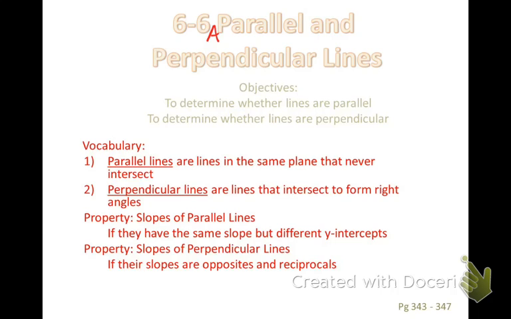So, for your information, vocabulary. Parallel lines are lines in the same plane that never intersect each other. So to find out if two linear lines are parallel, they need to have the same slope, but different y-intercepts. If you have the same y-intercepts, that makes them the same lines. So we don't want the same y-intercept. So let's try some out.